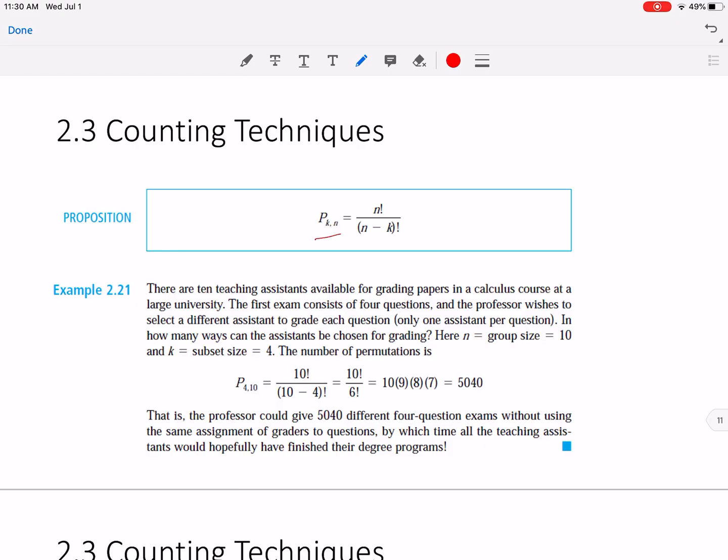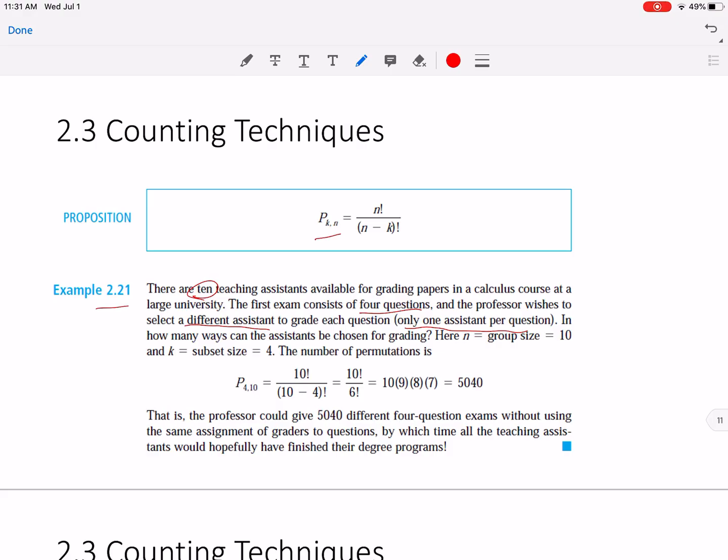Now let's take a look at example 2.21 here. There are 10 teaching assistants available for grading papers in a calculus course at a large university. The first exam consists of 4 questions, and the professor wishes to select a different assistant to grade each question. Only 1 assistant per question. In how many ways can the assistants be chosen for grading?